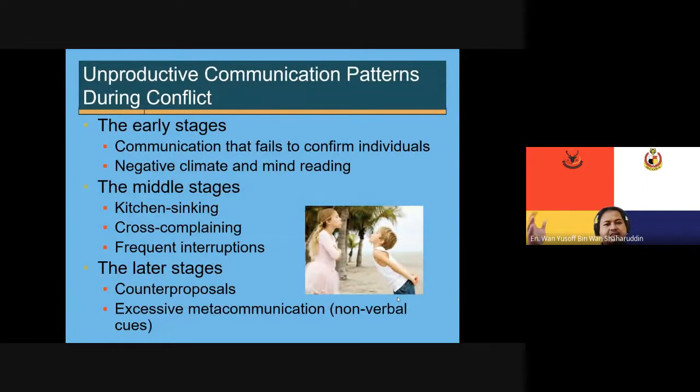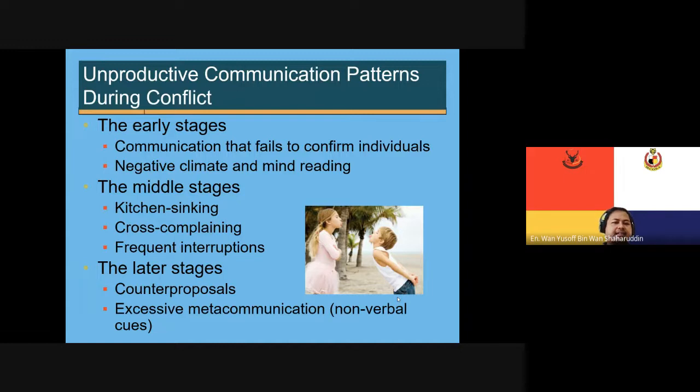Right. So these are some examples of unproductive communication patterns during conflict. So we know when the conflict escalates, you will tend to have some kind of communication patterns that you will use in dealing with the conflict. In the early stage, communication fails to confirm the individual. You will try to, as if, ignore that the person matters to you, or ignore that you are actually in a good relationship or you have a good friendship with that particular person that you are dealing with in terms of conflict.